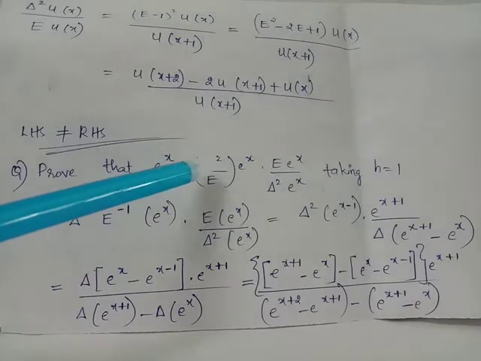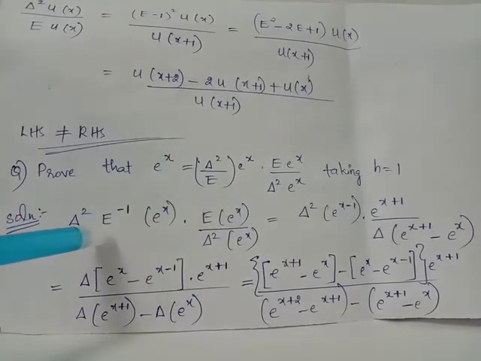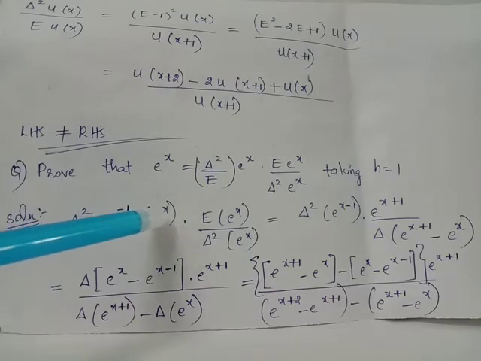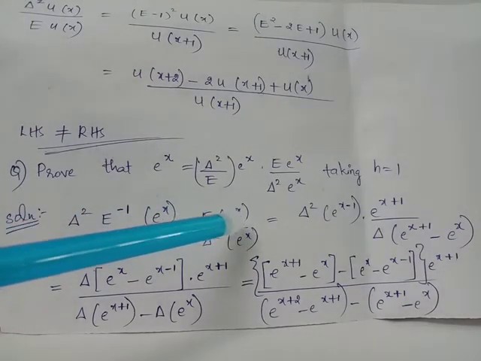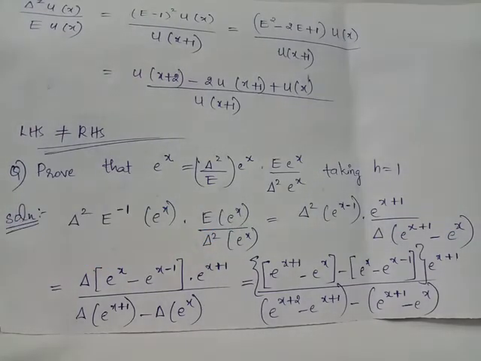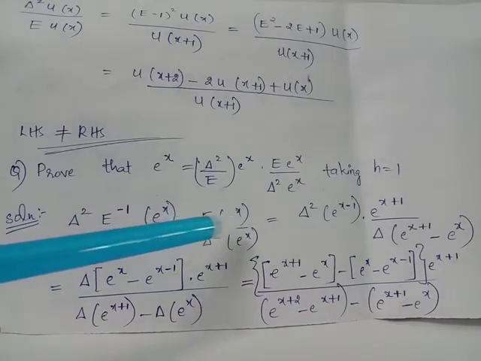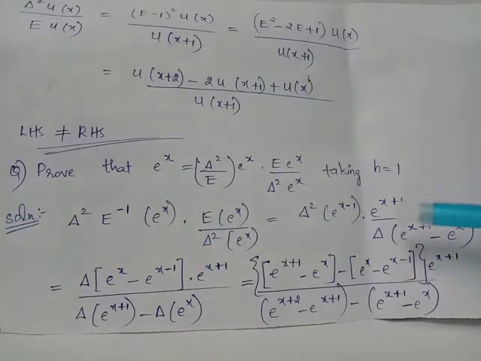Here the operator 1 by e can be treated as the inverse shift operator e inverse. When e inverse acts on e raised to x, the position x is shifted to x minus 1. Thus, by the action of e inverse on e raised to x, you will get e raised to x minus 1 as the output. When the shift operator e acts on e raised to x, it will shift position x to x plus 1. Thus, e applied on e raised to x will display e raised to x plus 1 as the output.